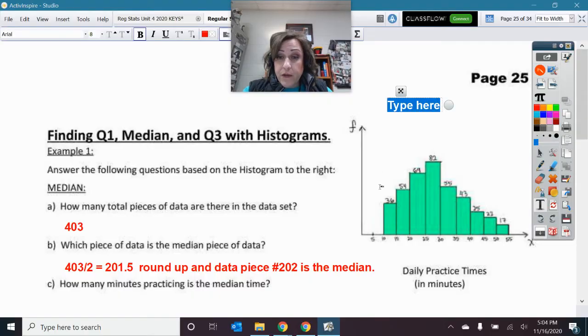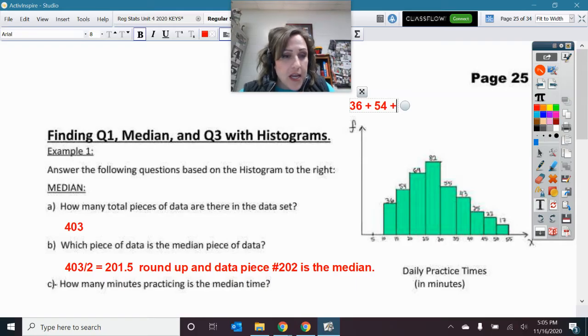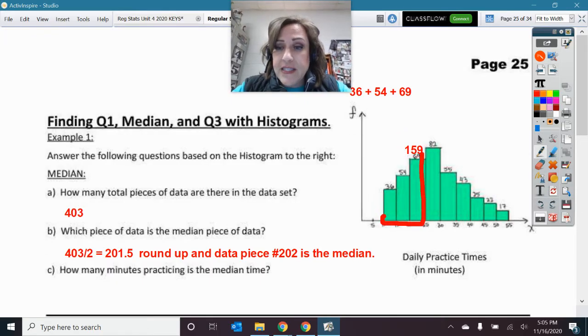Here I go. First number, 36. Then I have 54 more in the next one, so I'm going to add 54. If I'm adding correctly, I think that's 90. I'm always kind of bad at my adding and subtracting, but 36 plus 54, I think I'm up to 90 so far. I'm still far away from the 202nd piece of data. Then I'm going to add 69. So far I'm at 90 plus 69, that's 159. Up to here, I'm at 159 pieces of data.